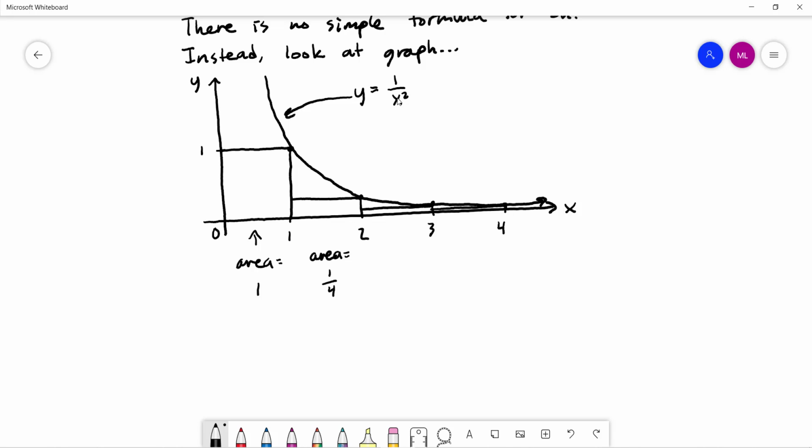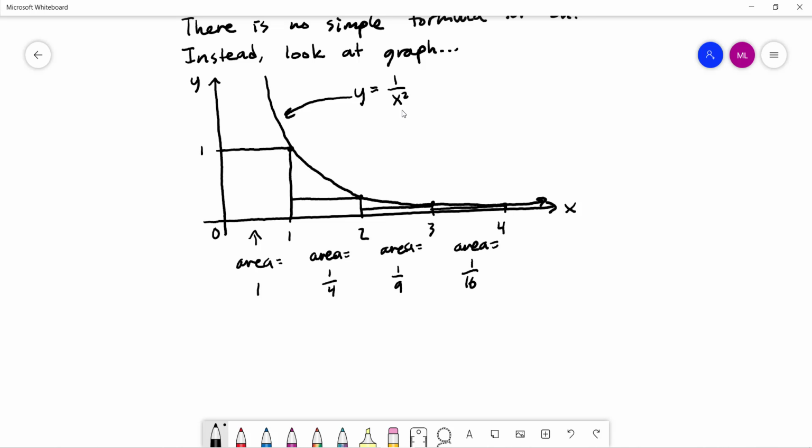The point 1, when I plug it in for x, the height is 1. When I plug in 2 for x, I'll get 1/4. When I plug in 3 for x, I'm going to get 1/9. And so that's what's giving me these values of the heights of the curve, which then correspond to the areas, because the width is always 1. So I can see what's happening to the areas here.